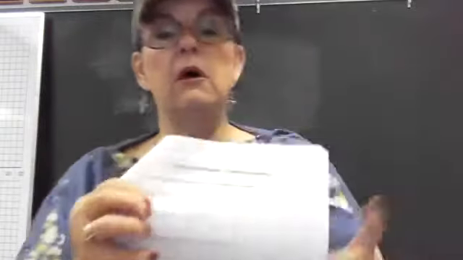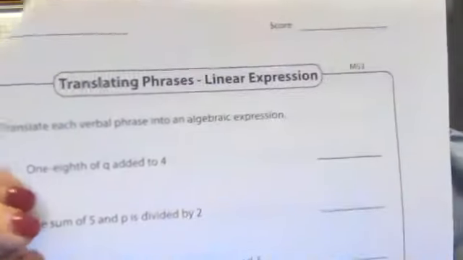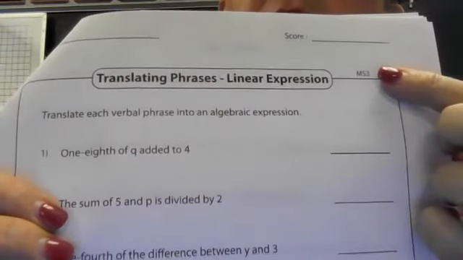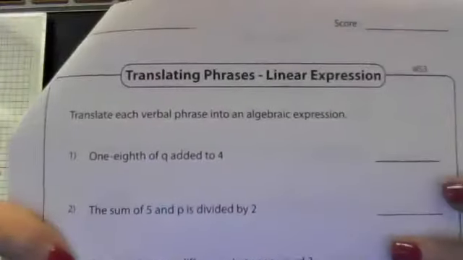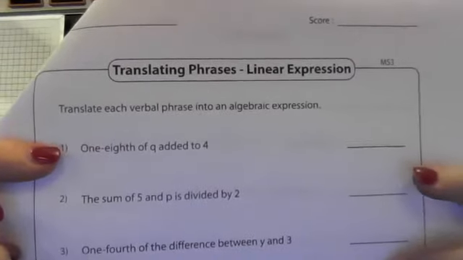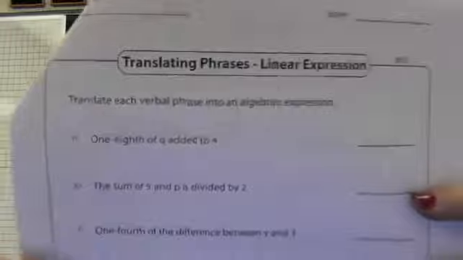All right, so let's go to page 8. Some of you may have tried some of these and that's fine. Let's look straight up at number 1, the one that says MS3 on the top. If you numbered them like me, it's page 8. We're going to look at number 1: 1/8 of Q added to 4.